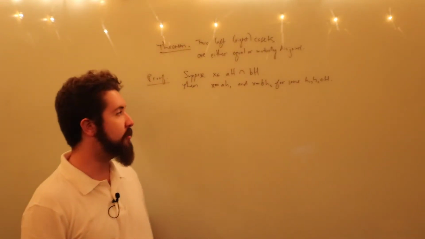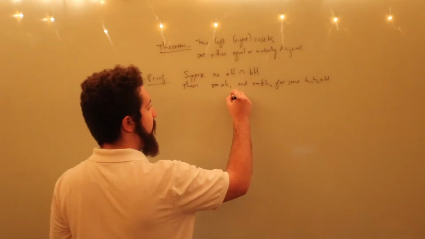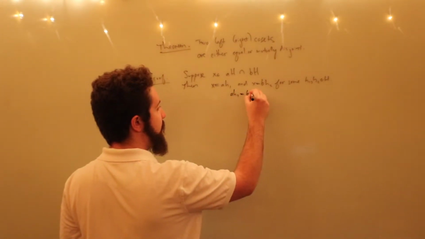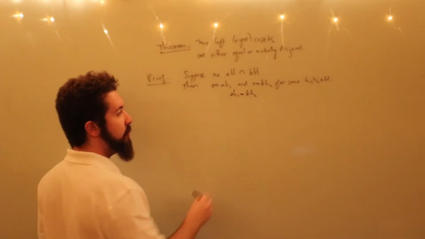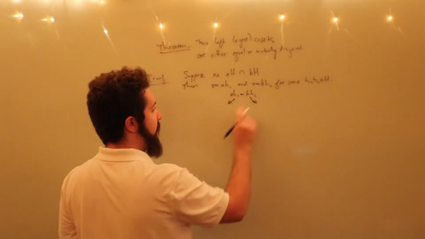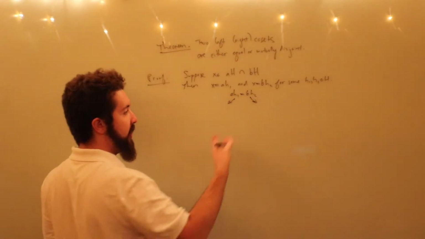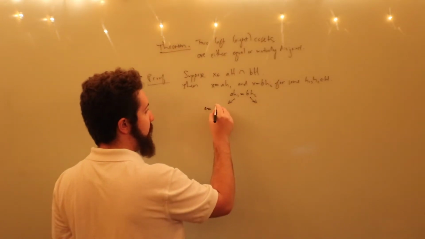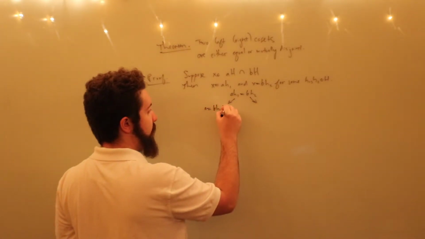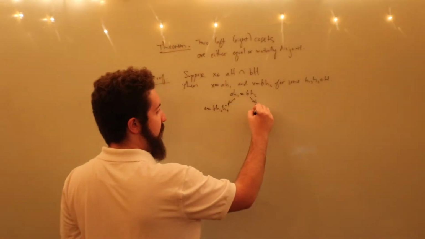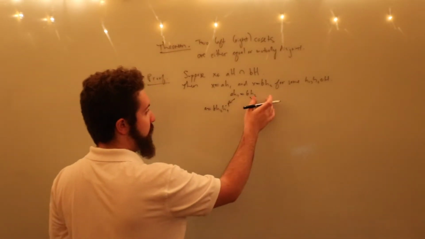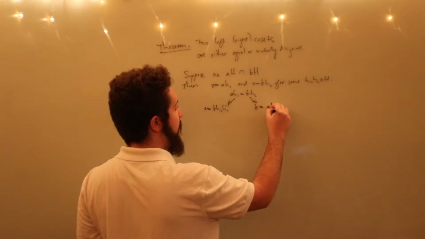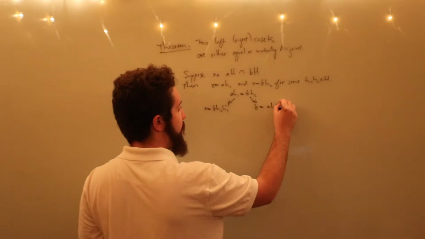Now we can set these two expressions equal: a h1 is equal to b h2, and this gives us two things. It gives us an expression for a in terms of b and the h's, and the other way around, so that a is equal to b h2 h1 inverse, and b is going to be equal to, likewise, a h1 h2 inverse.